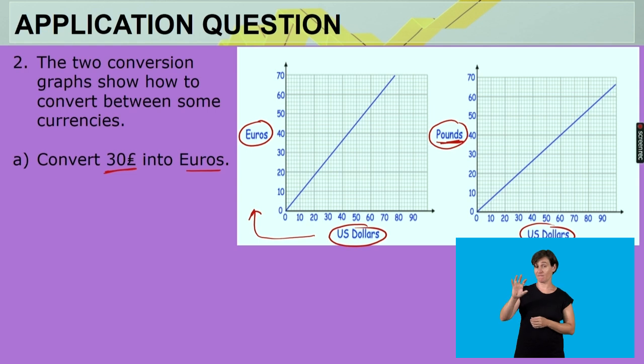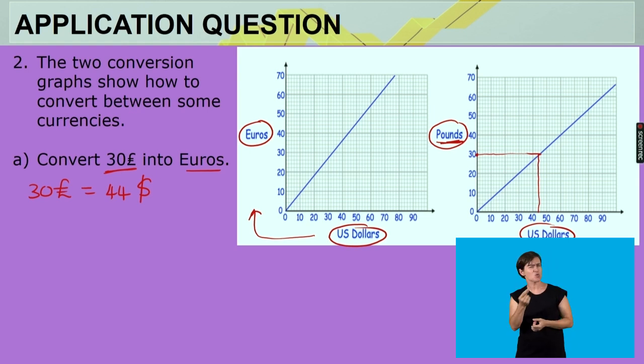So we have 30 pounds. Let's find 30 pounds on our pound graph. And I must convert that first to US dollars. So let's see. Where do they meet? They meet right there. So on this line, I will come down. That will give me 44 US dollars. So we can say then that 30 pounds equals 44 US dollars. Guys, are you still with me?